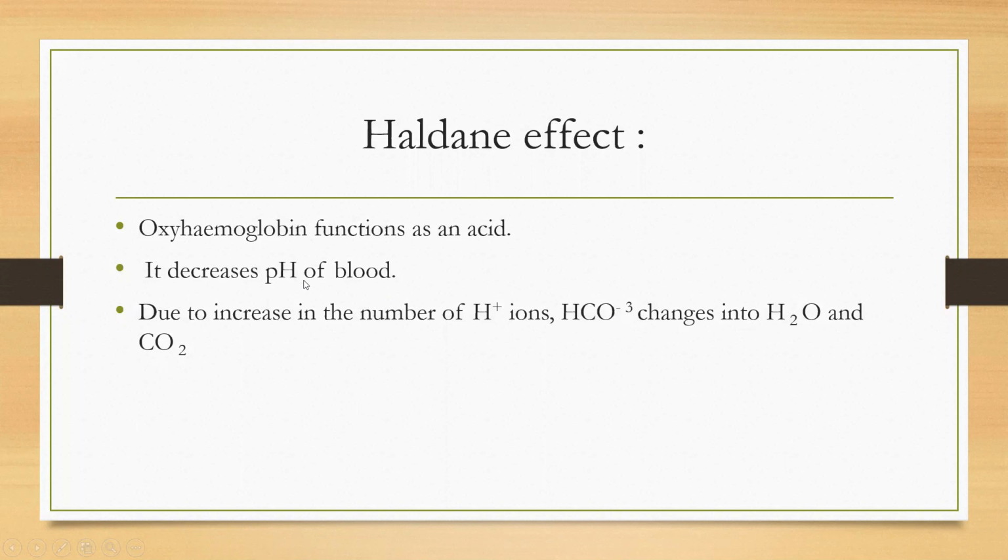When oxyhemoglobin is formed in the blood, what happens? The pH of the blood decreases. And when the pH of the blood decreases, what happens? Due to this, the number of H plus ions increases and bicarbonate ions change into water and carbon dioxide. So all these factors, this is called the Haldane effect.